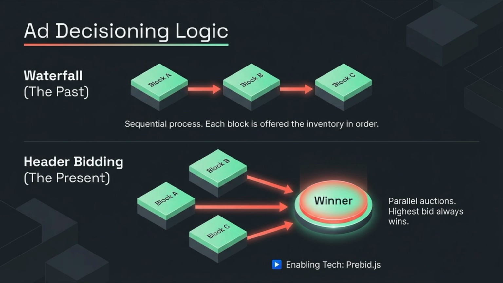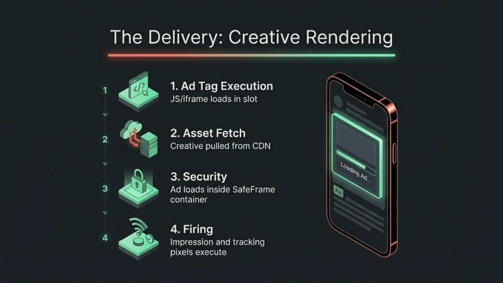Okay, so the auction's over, the winner is picked, but the job's not done. The ad has to actually show up, and this is where we get into rendering and measurement. Right, because winning the bid is useless if the user never sees the ad. So the browser has to fetch the creative. But publishers are very paranoid about what code runs on their page. And for good reason. Absolutely. So the ad is often put inside something called a safe frame. Which sounds like a digital quarantine zone. That's a good way to think of it. It's a sandbox container. It lets the ad load and function, but it strictly limits what it can do. It can't read your passwords or mess with the site's layout. It's a critical security layer.